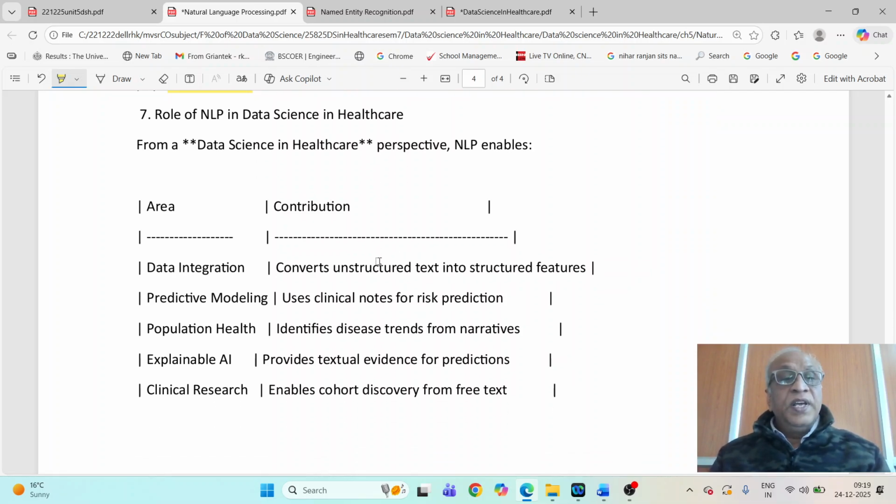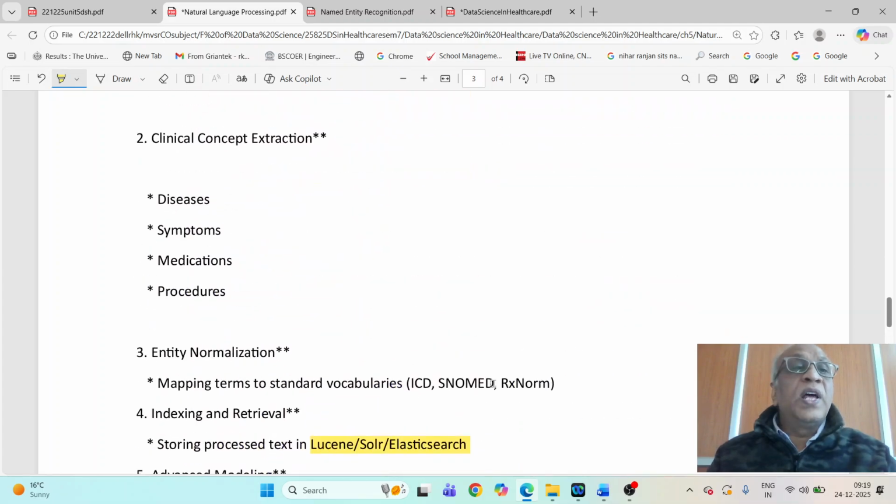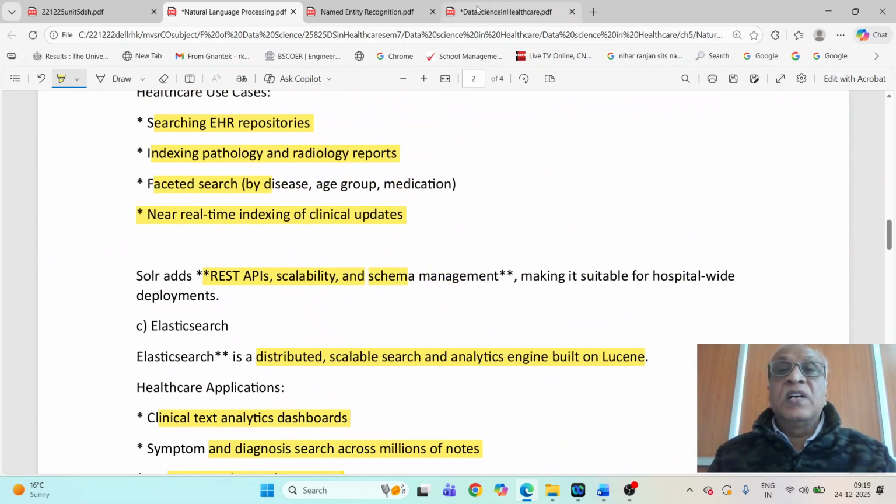Now coming to the role of NLP in data science. Suppose the area is data integration: it converts unstructured text into structured features. If the domain is predictive modeling, it uses clinical notes for risk prediction. For population health, it identifies disease trends from narratives. Explainable AI provides textual evidence for predictions. Clinical research enables cohort discovery from free text. So this is the role of natural language processing in data science in healthcare.